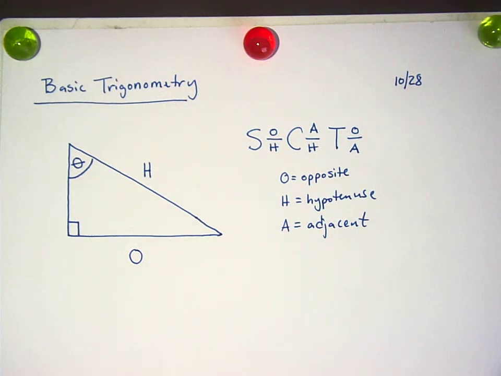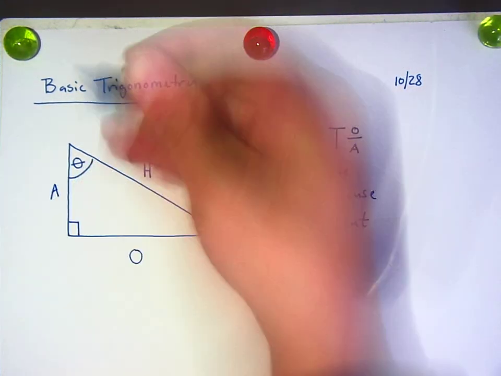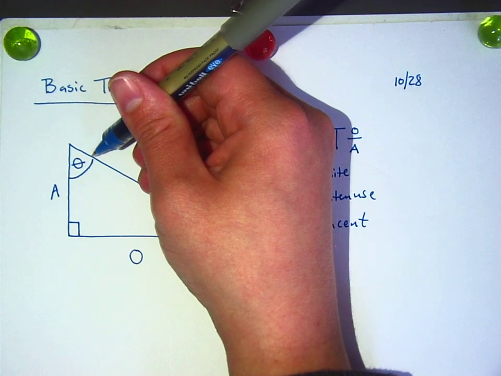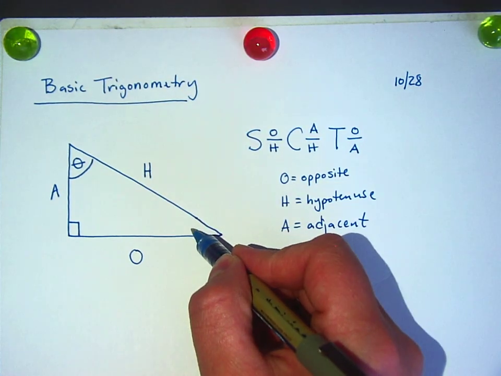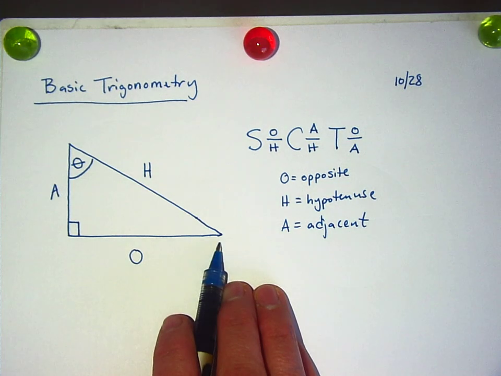So right now you are adjacent to your desk, but you are not adjacent to the person next to you because you're not touching them. Okay? Adjacent means you're right next to it. So that's what this side is, because it's the side that is touching that angle that we're talking about. And if I was talking about this angle down here, then the adjacent side would actually be this one. Okay?